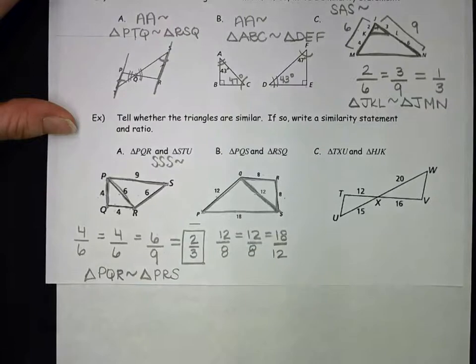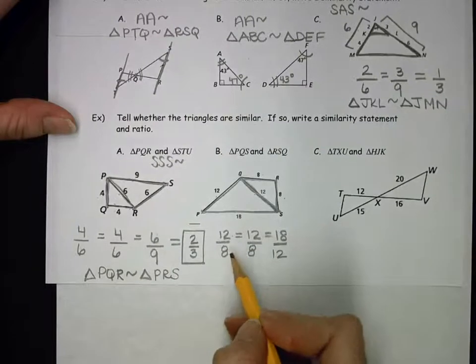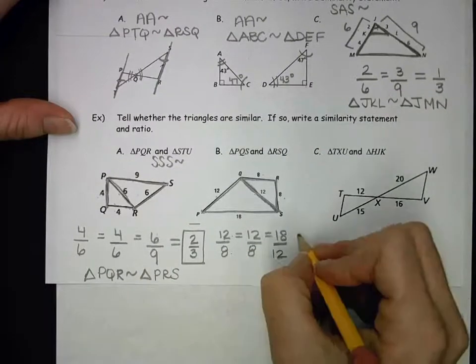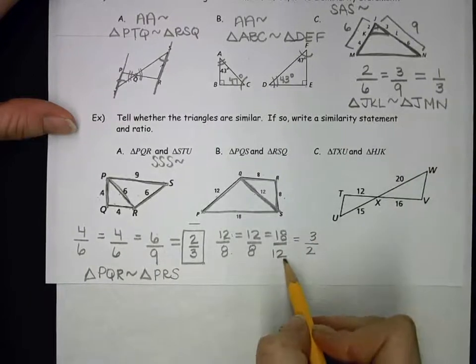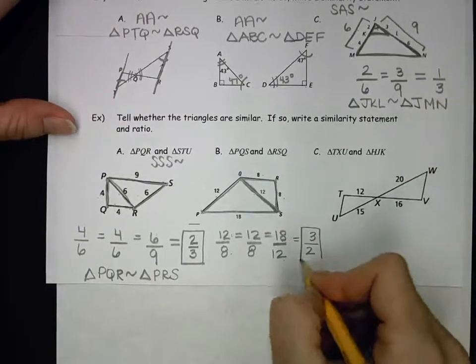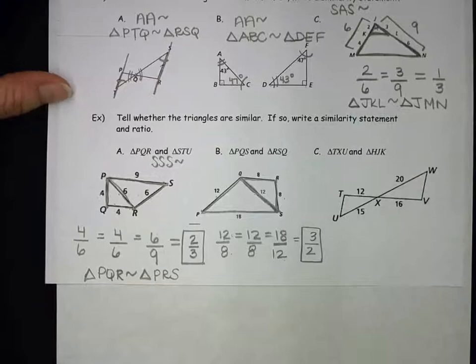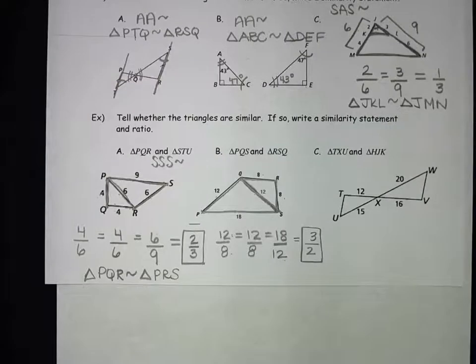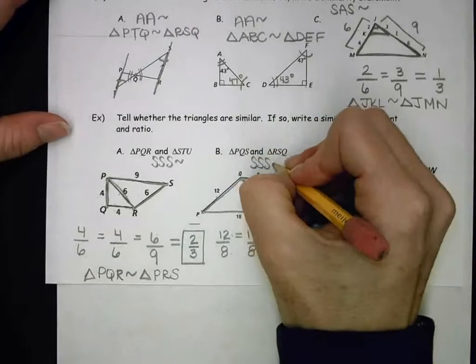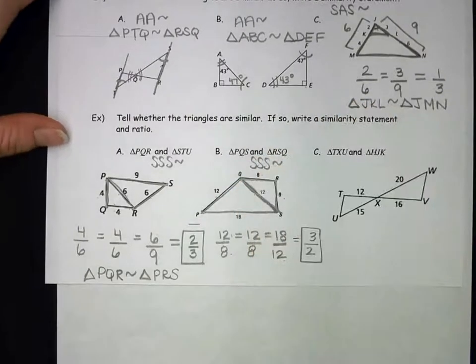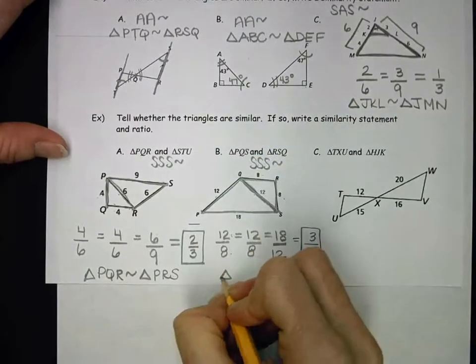If you reduce these, 8 over 12, 4 goes into the top one 3 times, into the bottom one twice. And if you reduce 18 over 12, it also is 3/2. So right there, we have our ratio. Because all three ratios were the same, we can say they're similar because of our side, side, side similarity statement. And then we can take and write our similarity statement.